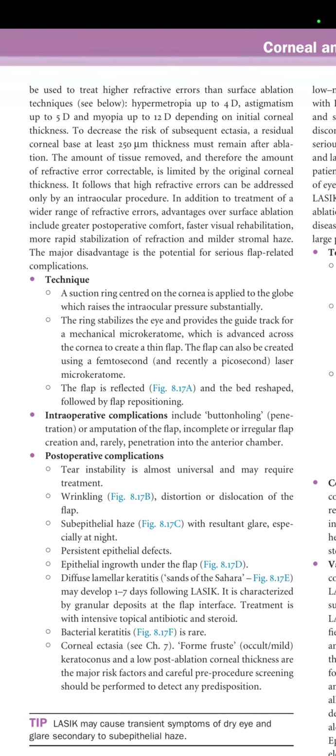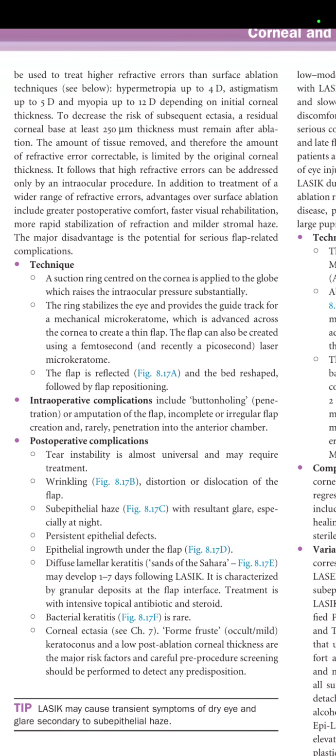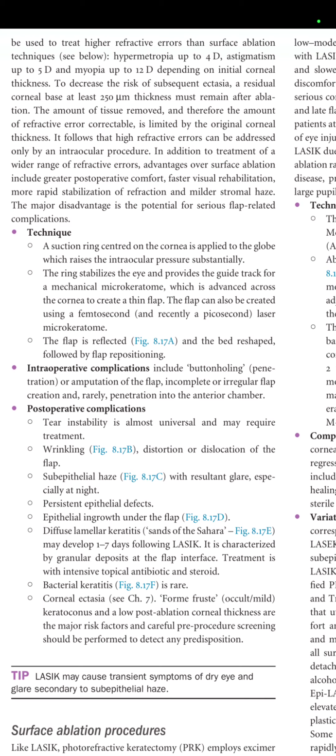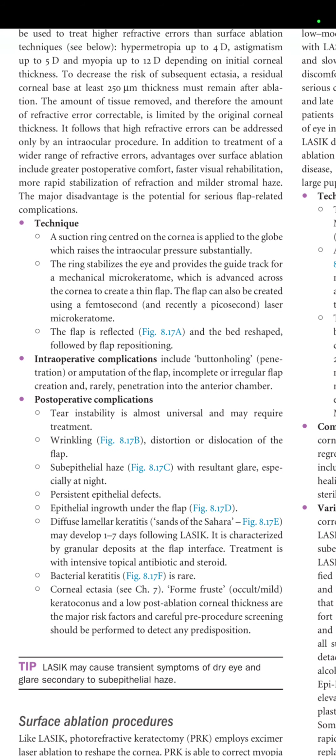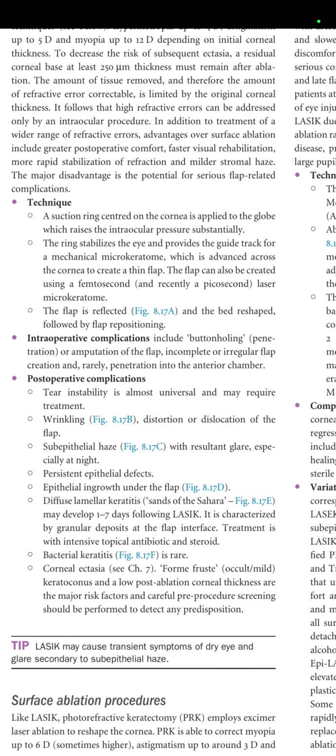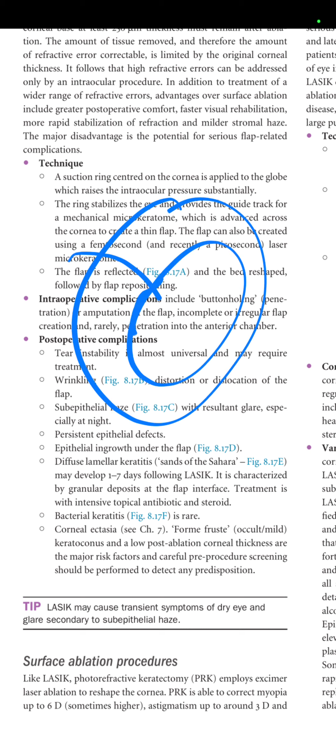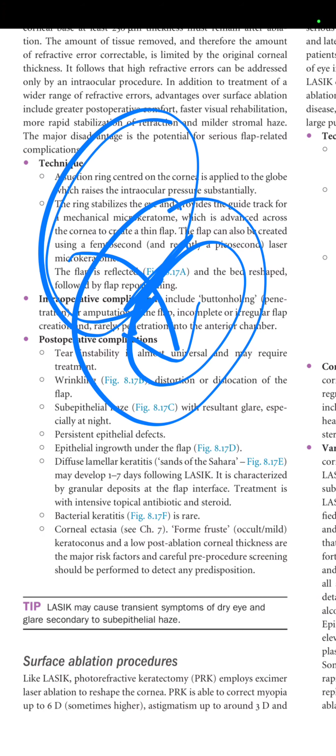In addition to the treatment of a wider range of refractive error, advantages over surface ablation include greater post-operative comfort, faster visual rehabilitation, more rapid stabilization of the refraction, and milder stromal haze. The major disadvantage is the potential for serious flap related complications. So when you ablate the cornea with the excimer laser, you then place the flap back, because it was already attached by a hinge.